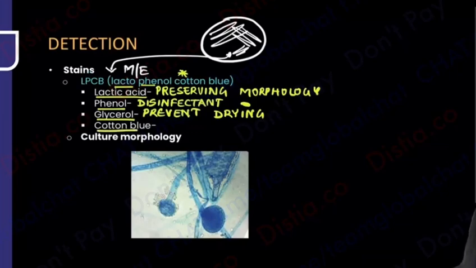And finally, you have cotton blue. What is cotton blue? Cotton blue is the dye. Cotton blue is the one that is actually going to add the color to it, the blue color, and you can see that under the microscope. Finally, the color that you got is a blue color.